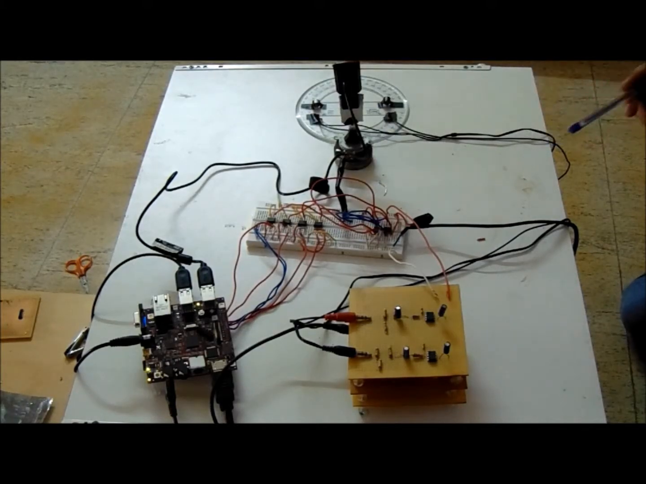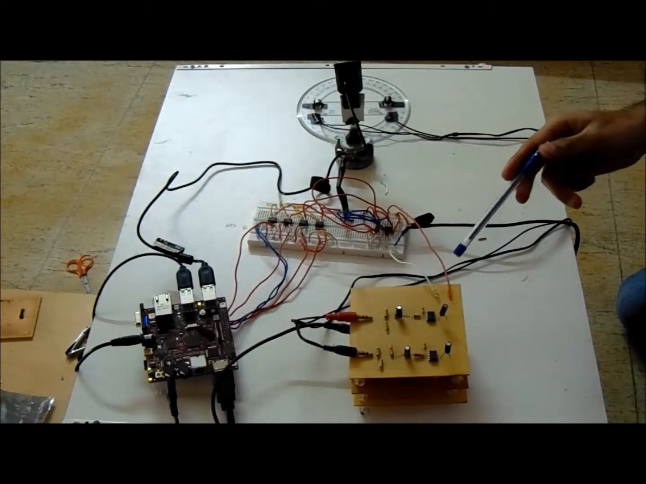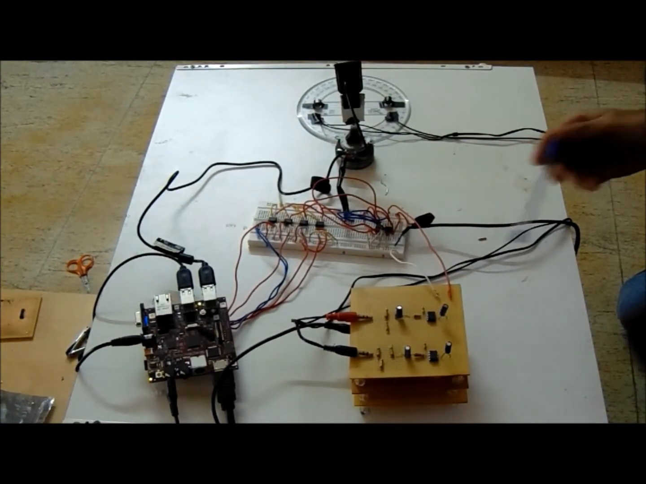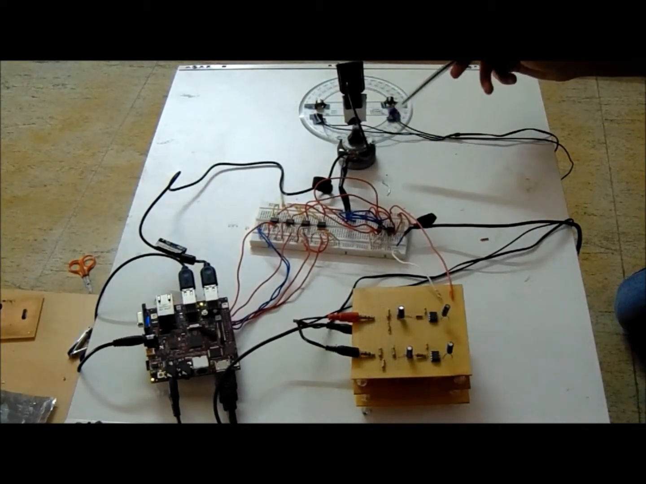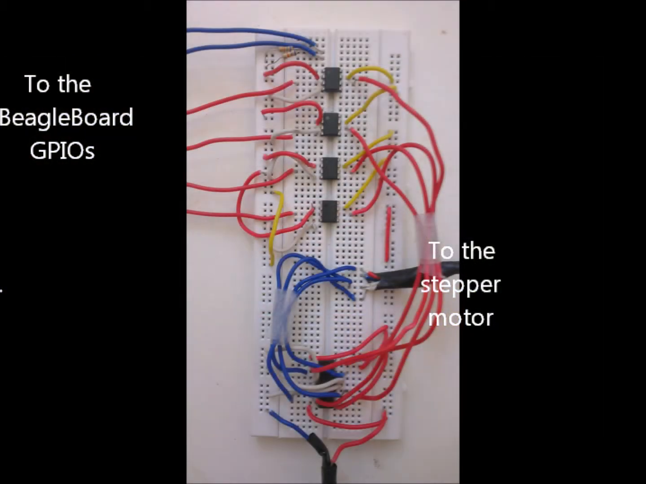This is the hardware setup of the project. As we have shown before, this is the preamplifier and the filter PCBs, and this is the BeagleBoard, and this is the driver circuit which I have used to drive the stepper motor, which is fixed to the camera, and this is the microphone input assembly.